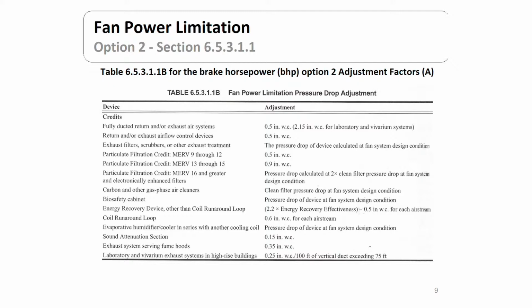Any other components have specific numbers related to how much air pressure gets dropped during the process of passing through that component. If you have a sound attenuation section in the ductwork, you can add another 0.15 inches water column pressure drop. An exhaust system serving fume hoods gives you an allowance of 0.35. So if you looked in the standards manual, you'd find all the detail related to these, and I don't think I can go into specifics on each one of them here.